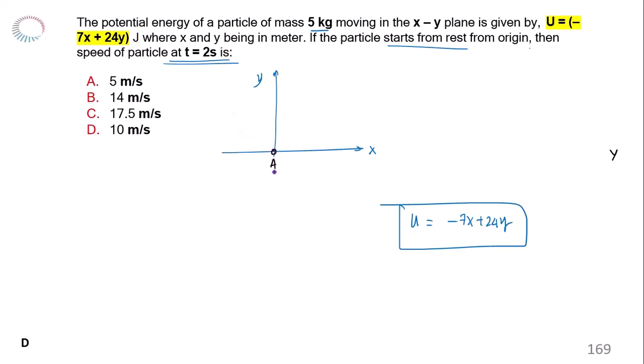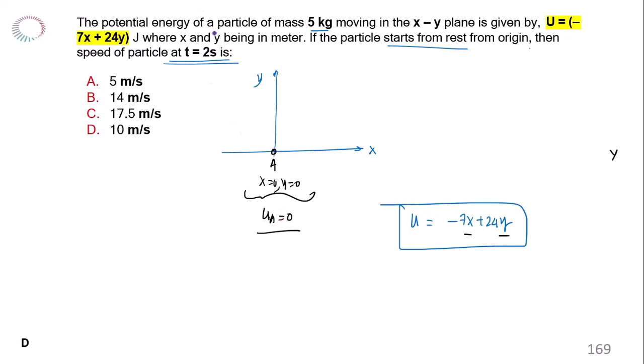So at origin, x equals 0, y equals also 0. So what is the potential energy at point A? Potential energy at point A equals 0, because if I put x equals 0 over here, y equals 0 over there, certainly potential energy equals 0.